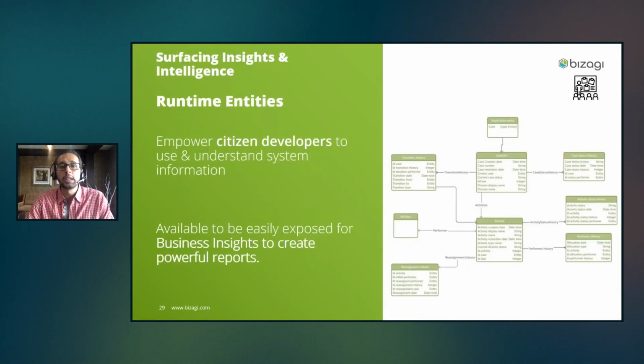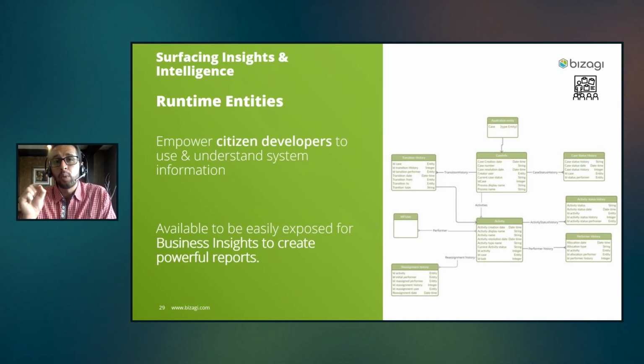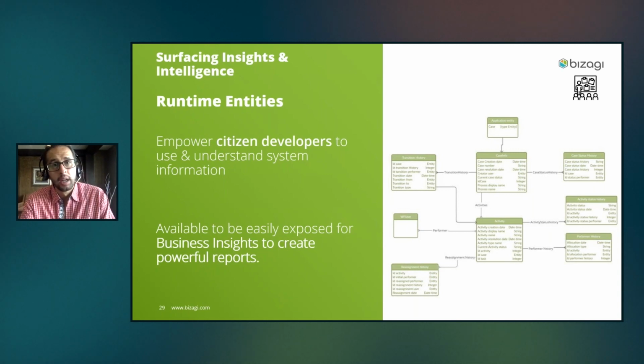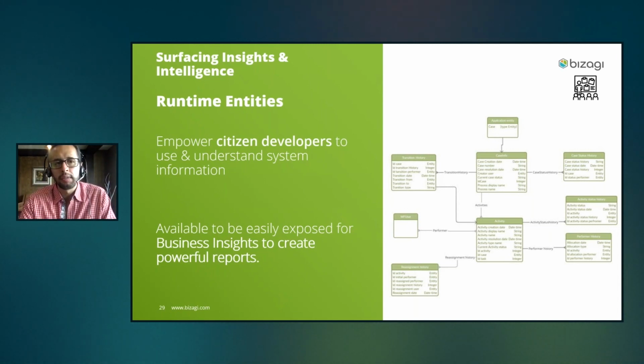So what we have included in this version, surfacing the insights and the intelligence, is a new type of entities in Bizagi. These new type of entities are called runtime entities. And this is a whole new type of entity that will be available everywhere in your Bizagi projects. These are entities that will help you a lot in terms of reporting, but even if you want to use them in forms, in business rules, in integrations, in all these places they are going to be available.